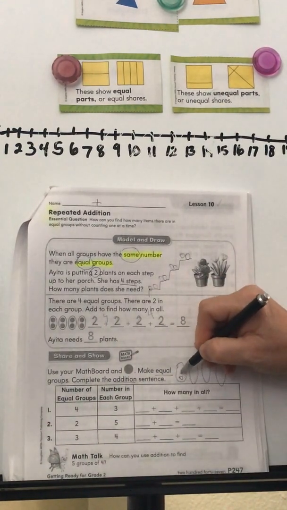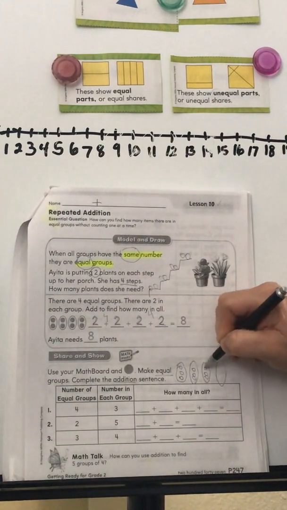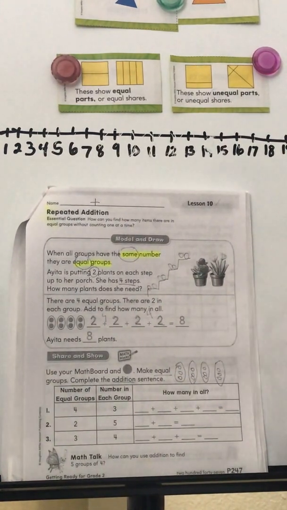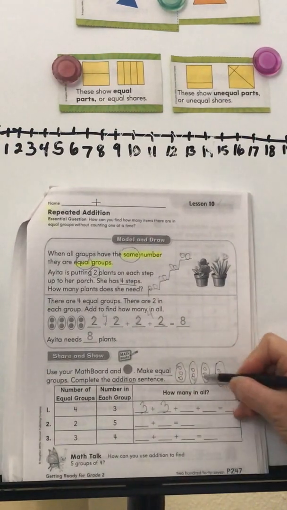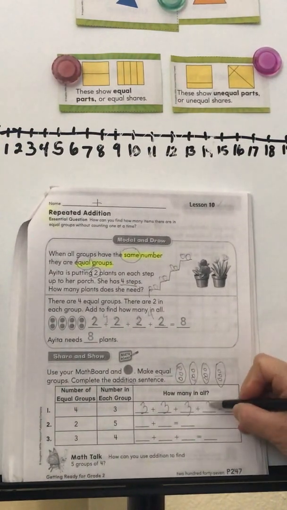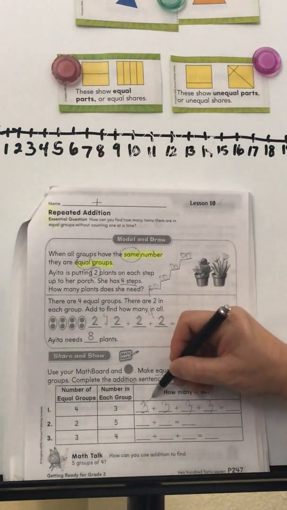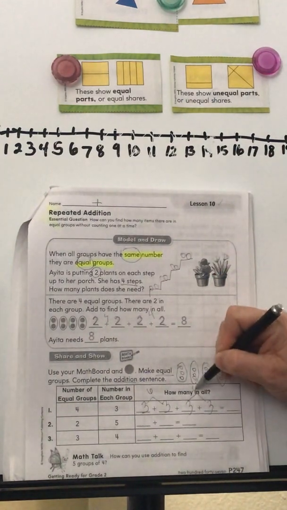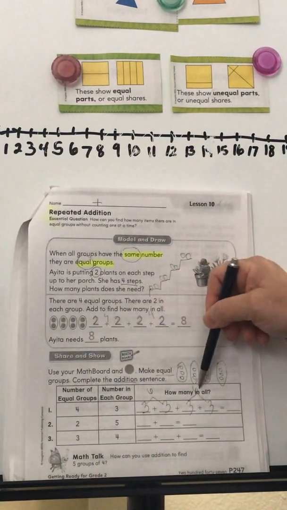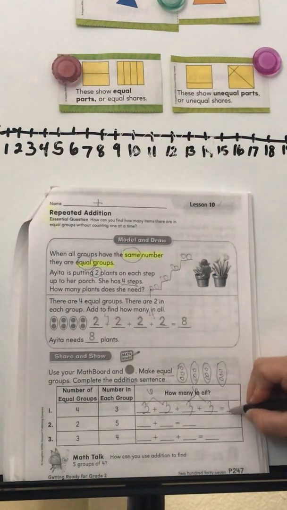So draw 3. 1, 2, 3. 1, 2, 3. 1, 2, 3. So that's repeated addition. We have 3 plus 3 plus 3 plus 3. Now we can add those. We know 3 plus 3 is 6, and 3 plus 3 is 6. What's 6 plus 6? Knowing our doubles helps us. We know our doubles, 6 plus 6 is 12.